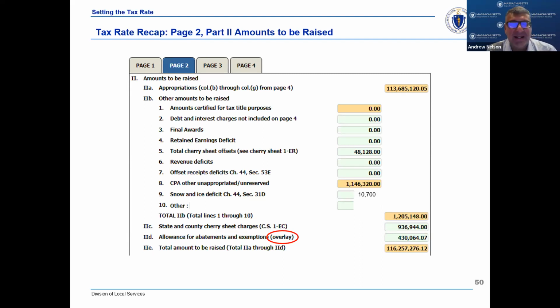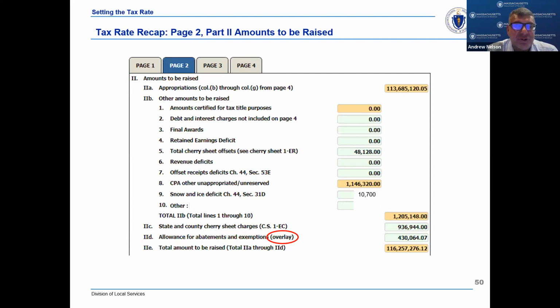Now we have 10 items here, 10 things that you can add to the recap that do not need town meeting or city council approval to add to your things you're going to add and potentially tax for. The first one is amounts that come from tax title. These are expenses associated with tax title. There's a form for that. I'll get into it in a moment.